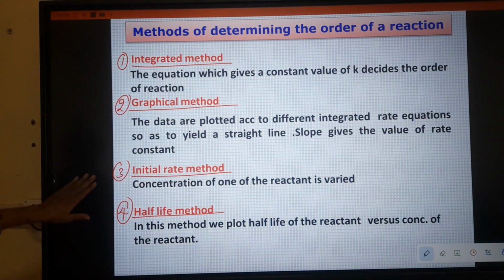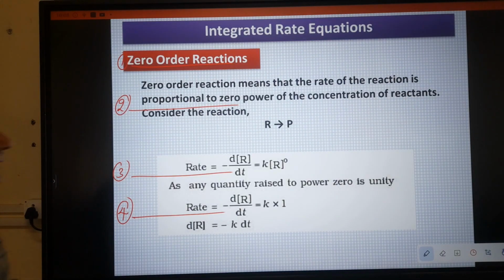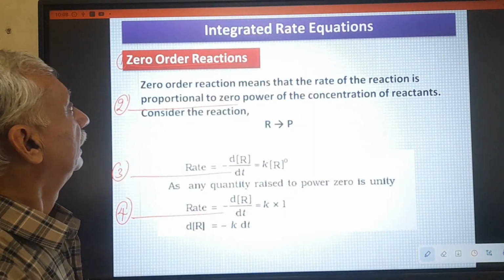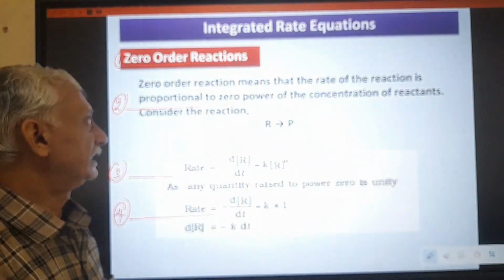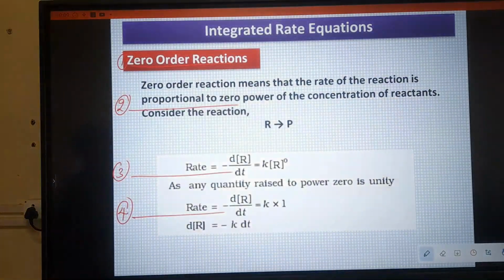We will discuss first the integrated rate law method. These are integrated rate equations for zero order and first order of the reaction.